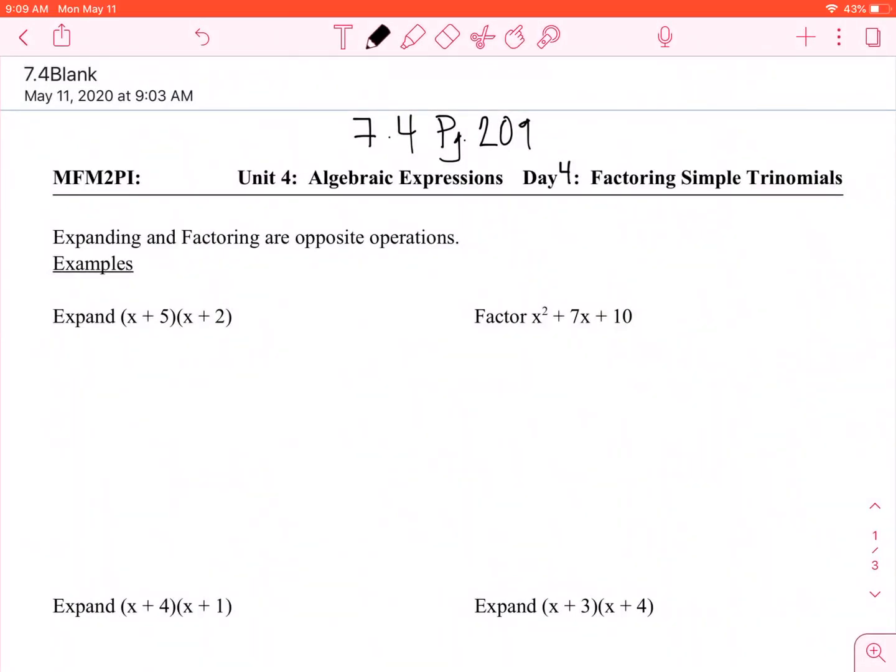Hey guys, good morning. I'm going to walk you through how to complete the 7.4 section, which is in your textbook, page 209, for the homework questions. In this section, you'll be learning how to factor simple trinomials.